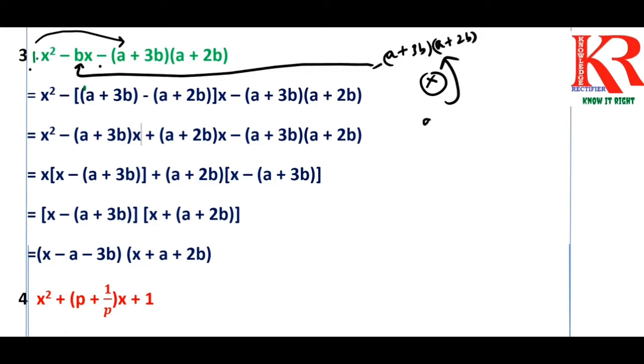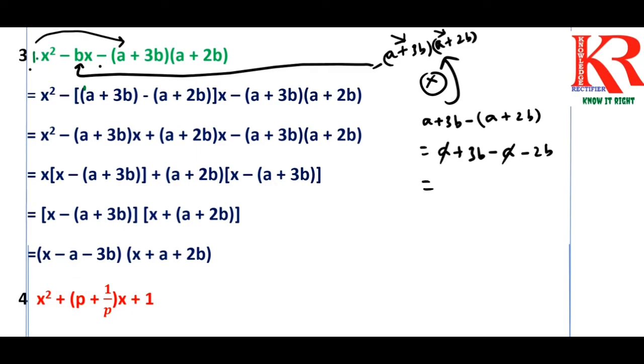And those two numbers are what? A plus 3b into a plus 2b. Okay, both are numbers. And when you subtract, what you should get? When subtracting you should get b, right? Now check it out whether you get it or not. Yes, obviously you will get minus a minus plus minus 2b, alright?